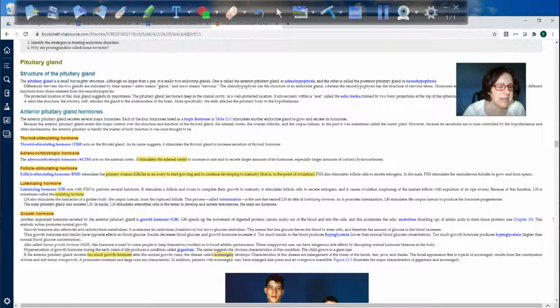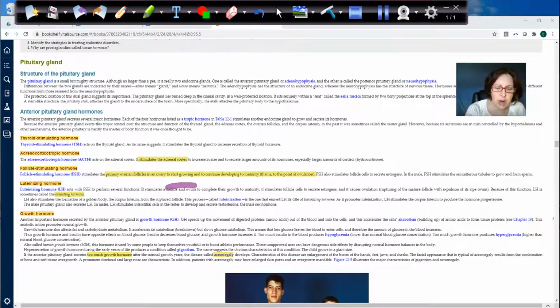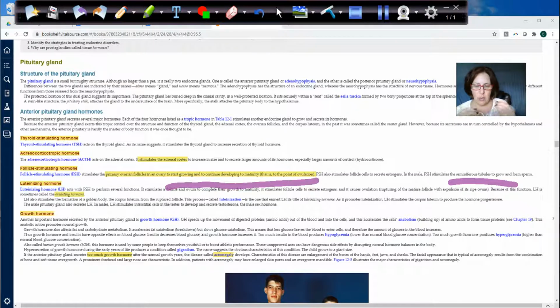Next one, follicle stimulating hormone, FSH. Its job is to go to the ovary and say, start growing. So this is our ovulating hormone. Okay. In a man, it stimulates the testicles to make sperm. So whether you're a man or a woman, the follicle stimulating hormone is the one that creates the egg or the sperm that makes the babies. So again, similar function, just a little bit different depending if you're male or female.